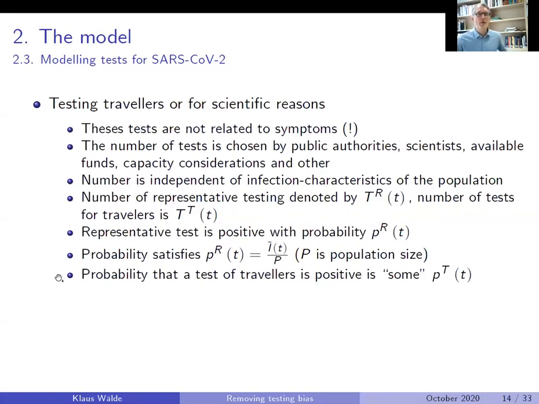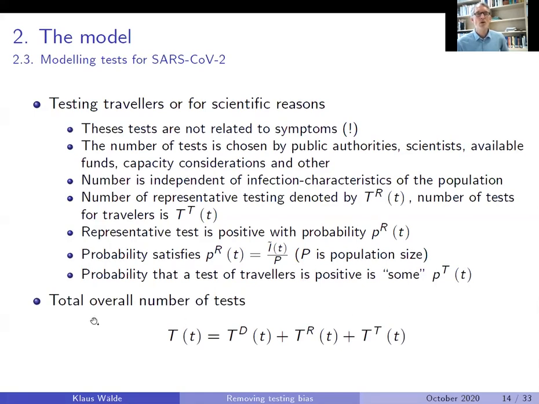Then we have a certain probability that a test for travelers is positive, and we denote it by PT. So do we know something about this probability? No. It depends a lot on the behavior of the individual. It depends a lot on where the traveler comes from. So this is exogenous to our model. So the total overall number of tests we have in this model is testing because of symptoms, so you test because you want to go to the doctor, then representative testing or testing travelers.